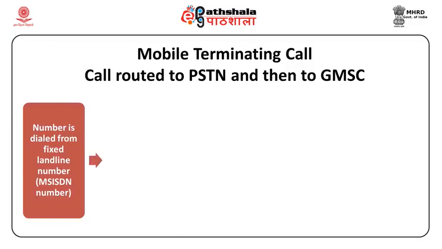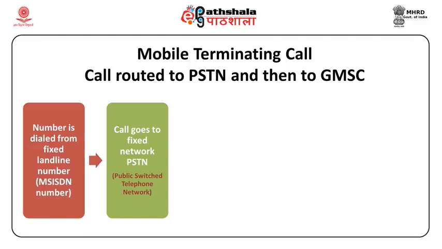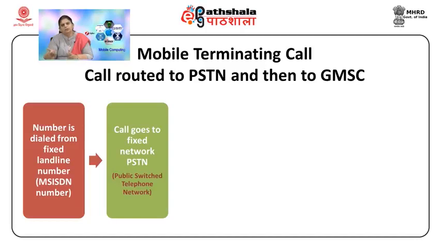Now, since we said that a call has been made from the fixed landline, the PSTN will come into the picture. So, the call will go to the PSTN. The PSTN, looking at the ISDN number, will identify that this is a number belonging to the GSM network. So, where is the call till now? From the landline phone, the number has been dialed and it has reached the PSTN network. The PSTN network has identified that this number belongs to the GSM network.